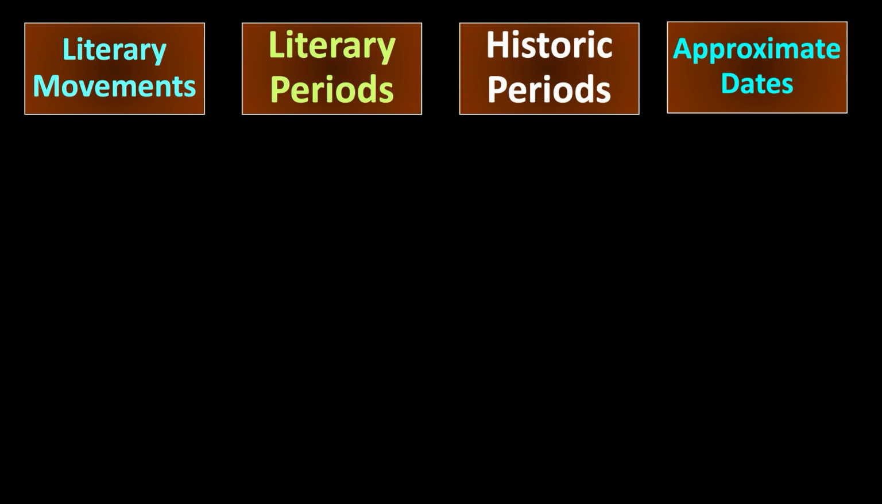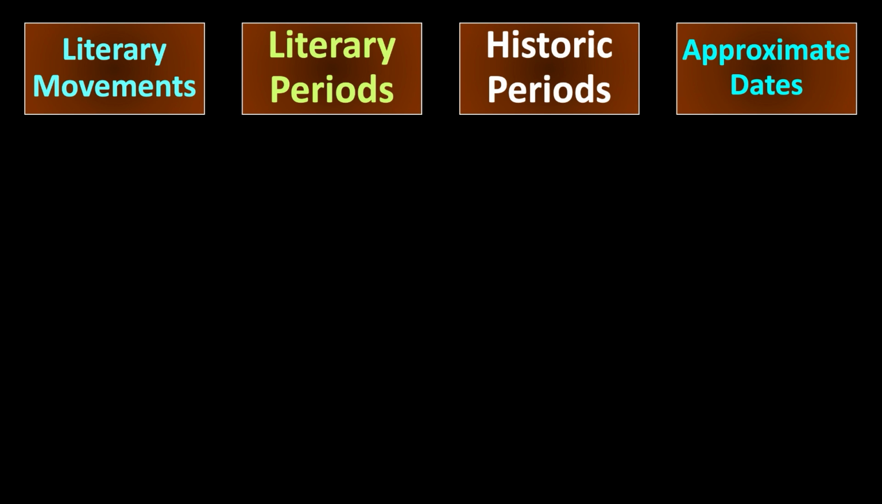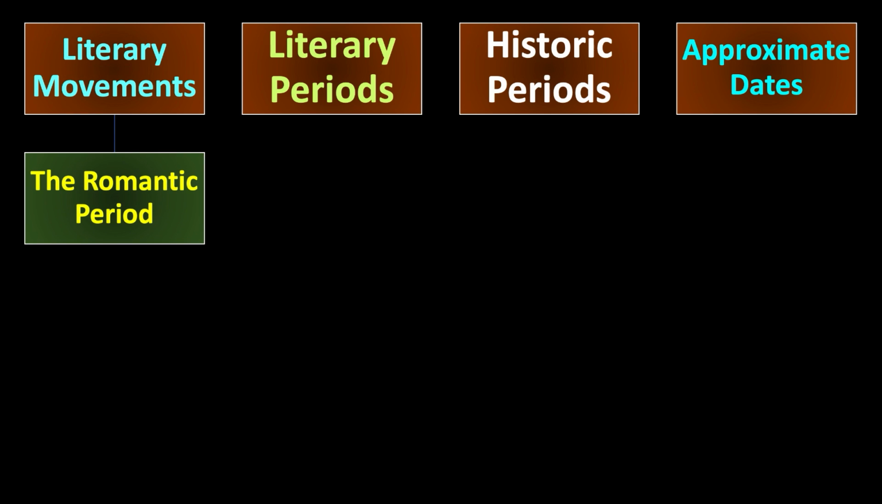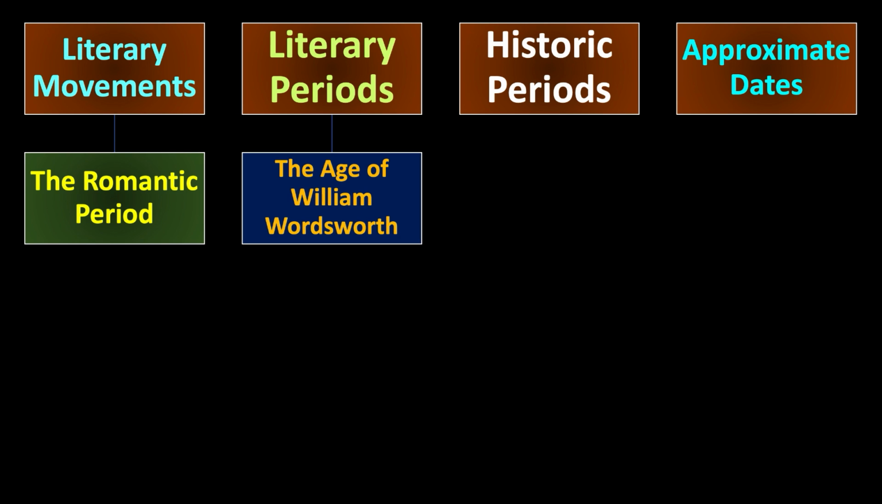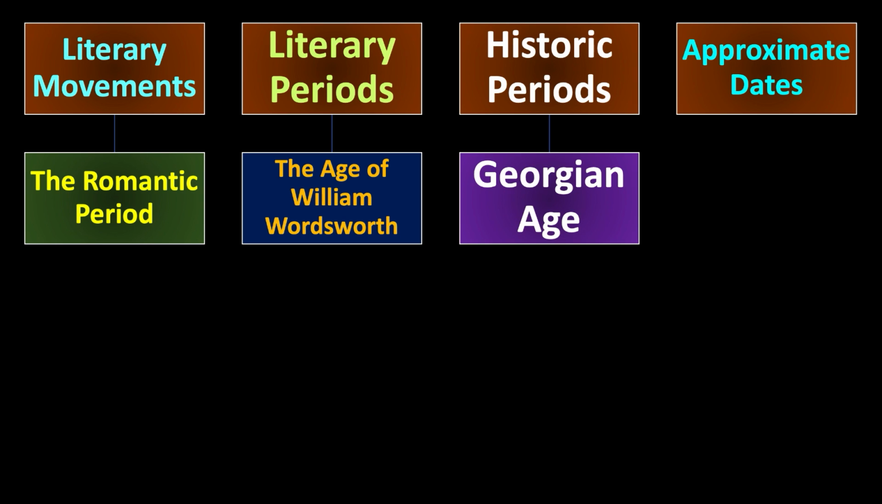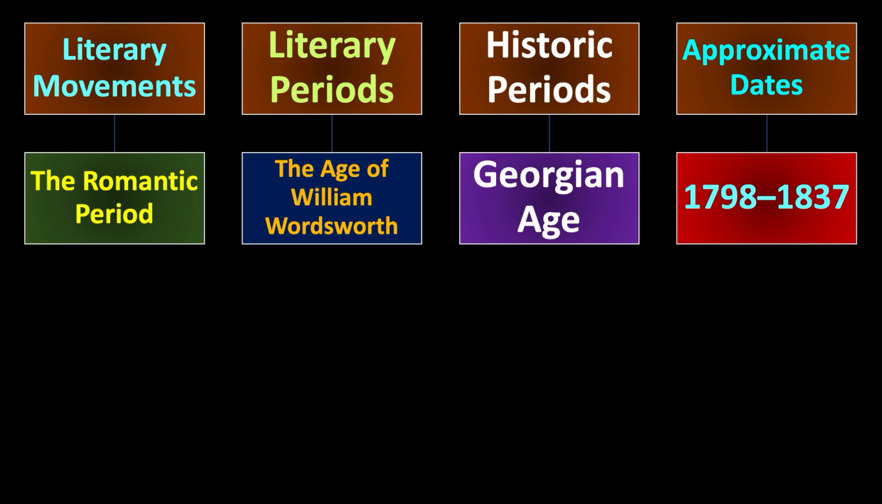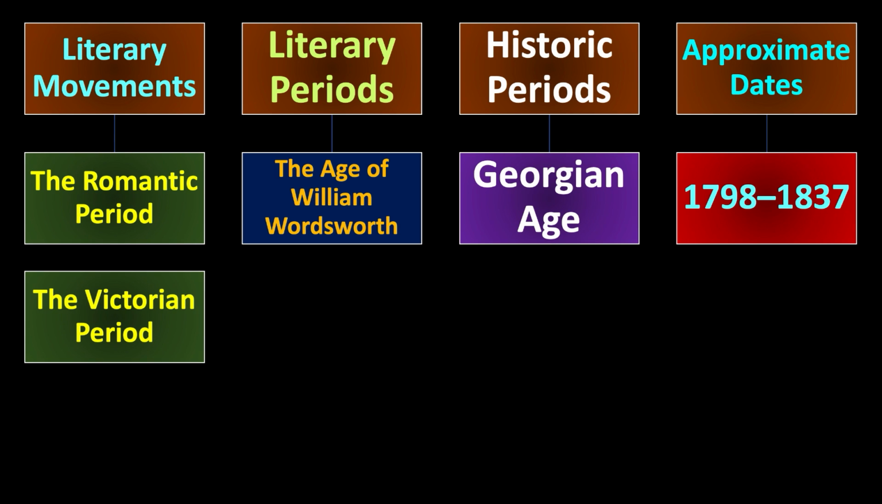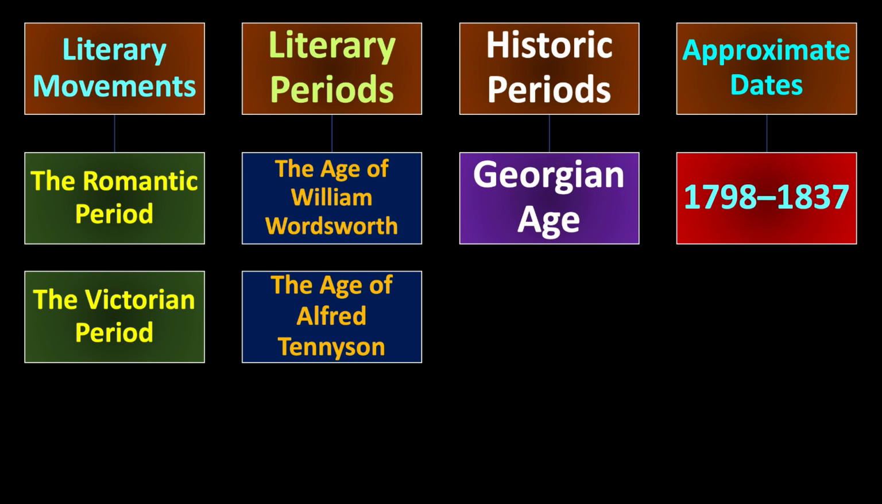Okay, we continue our discussion as we have literary movements, literary periods, historic periods, and approximate dates. After the Neoclassical period, we have the Romantic period, and this period in history as well as in literature is represented by the Age of William Wordsworth, and the historic period is the Georgian Age, and the approximate date is from 1798 to 1837.